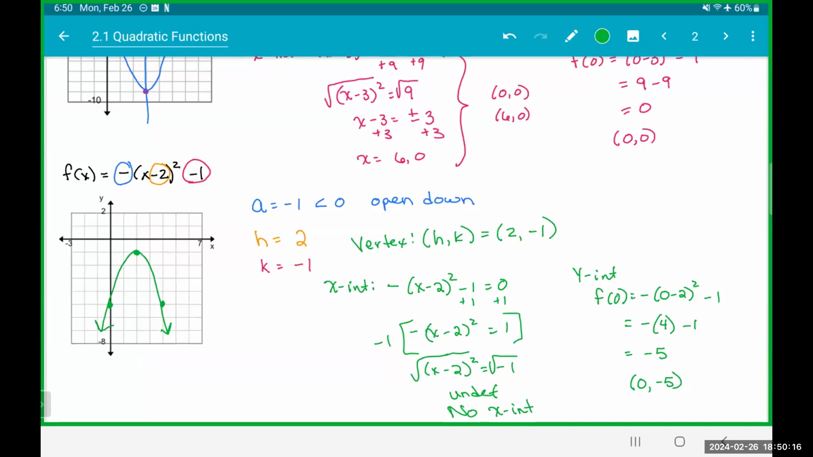Question? So the axis of symmetry, it's x equals h equals 2. Okay? Any questions?